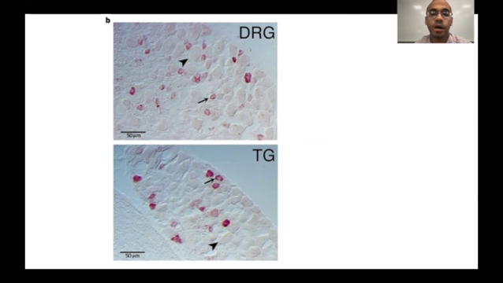It is visible that positive staining in purple was limited to smaller diameter cells, which are pointed with arrows in both adult rat dorsal root ganglia at the top and trigeminal ganglia at the bottom, whereas large diameter cell bodies pointed with arrowheads did not express them.